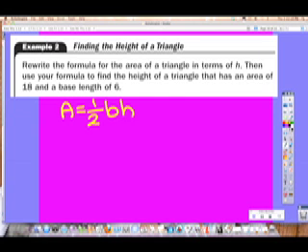Alright, this 6 right there, what's the 6 standing for? The base. So we still have our half. We know the base is 6. We don't know the H. And we're just going to solve it backwards. We'll be fine.